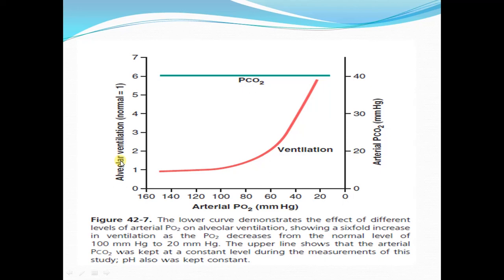And when these carotid chemoreceptors are stimulated, they in turn send signals to the respiratory center, which in turn increases the rate of alveolar ventilation. So when there is a fall in the partial pressure of oxygen in the arterial blood, there is an increase in the rate of alveolar ventilation, and this potent increase is seen when the partial pressure falls below 60 millimeters of mercury. This effect of decreased partial pressure of oxygen on alveolar ventilation rate is studied while keeping the partial pressure of carbon dioxide in the arterial blood at a constant level.